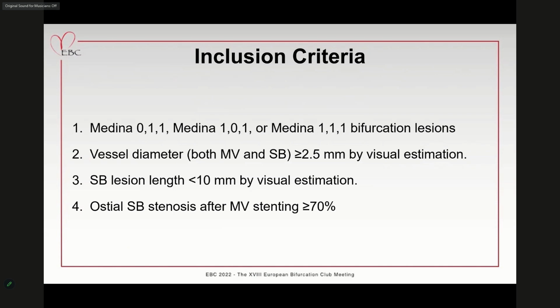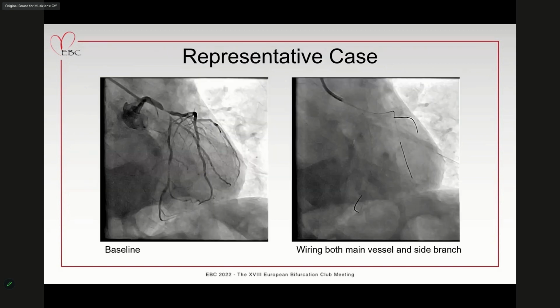These are the general requirements of the inclusion criteria: Medina 011, 101, or 111 true coronary bifurcation lesion, side branch diameter minimum 2.5 millimeters. But the key point is that side branch lesion length should be shorter than 10 millimeters by visual estimation. And also, after stenting the main vessel, the side branch stenosis should be a minimum of 70%.